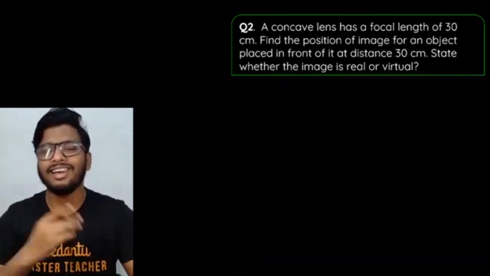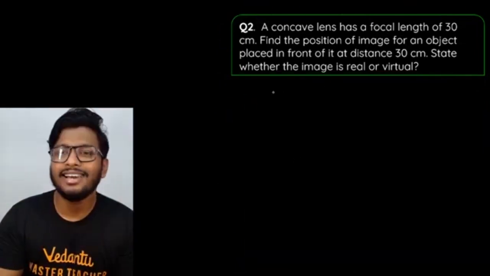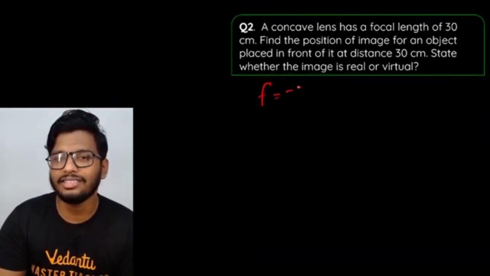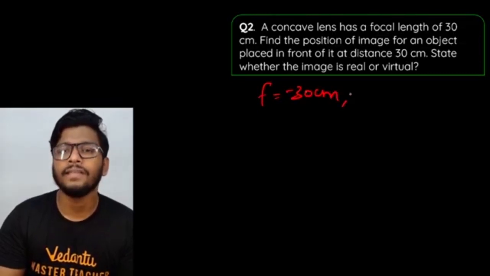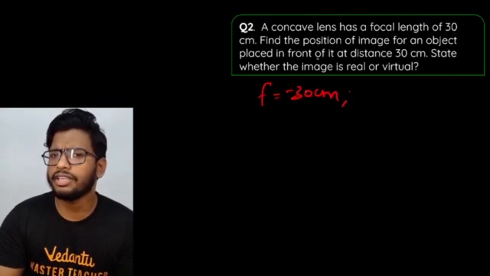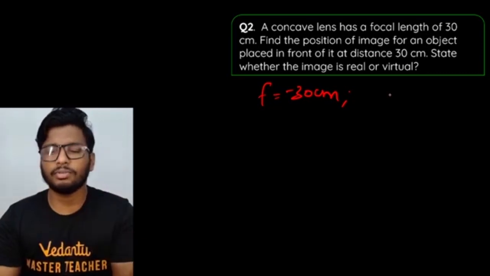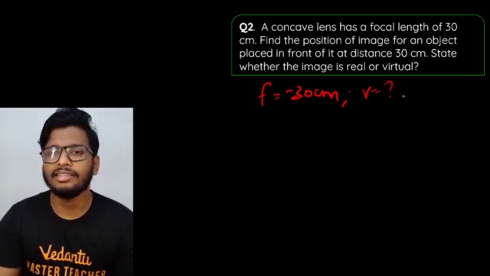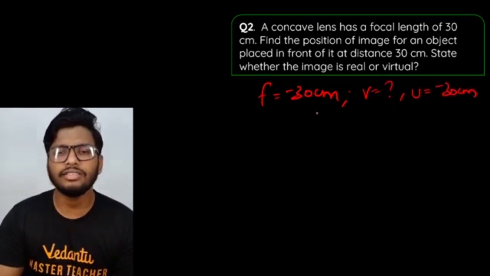Anyways, how do you solve this question? It's a concave lens again, so the focal length is going to be minus 30 centimeters. First things first, they've asked you to find the position of the image. So you're supposed to find the value of V. They've given you the object distance as minus 30 centimeters. Very simple.